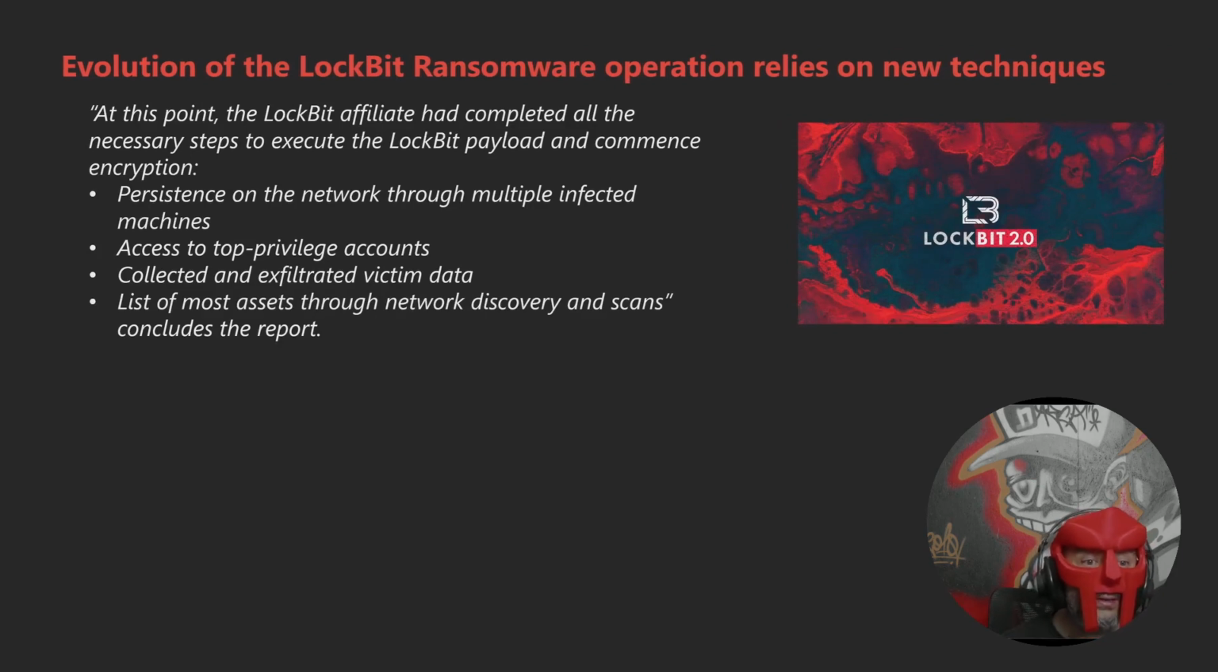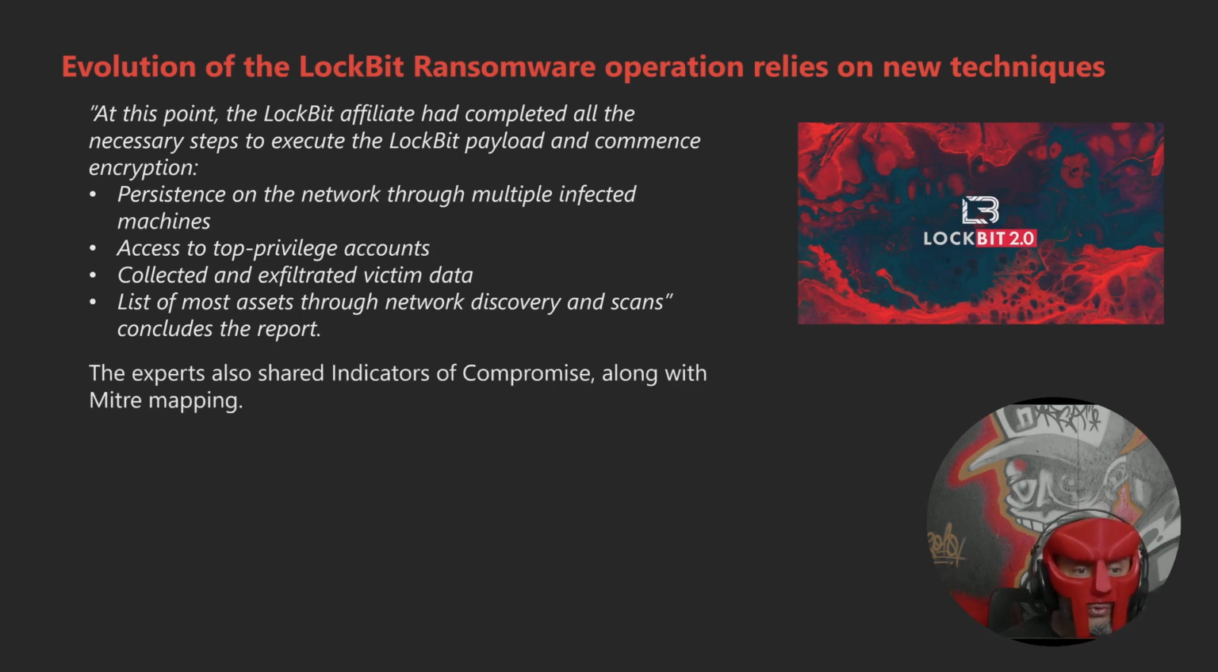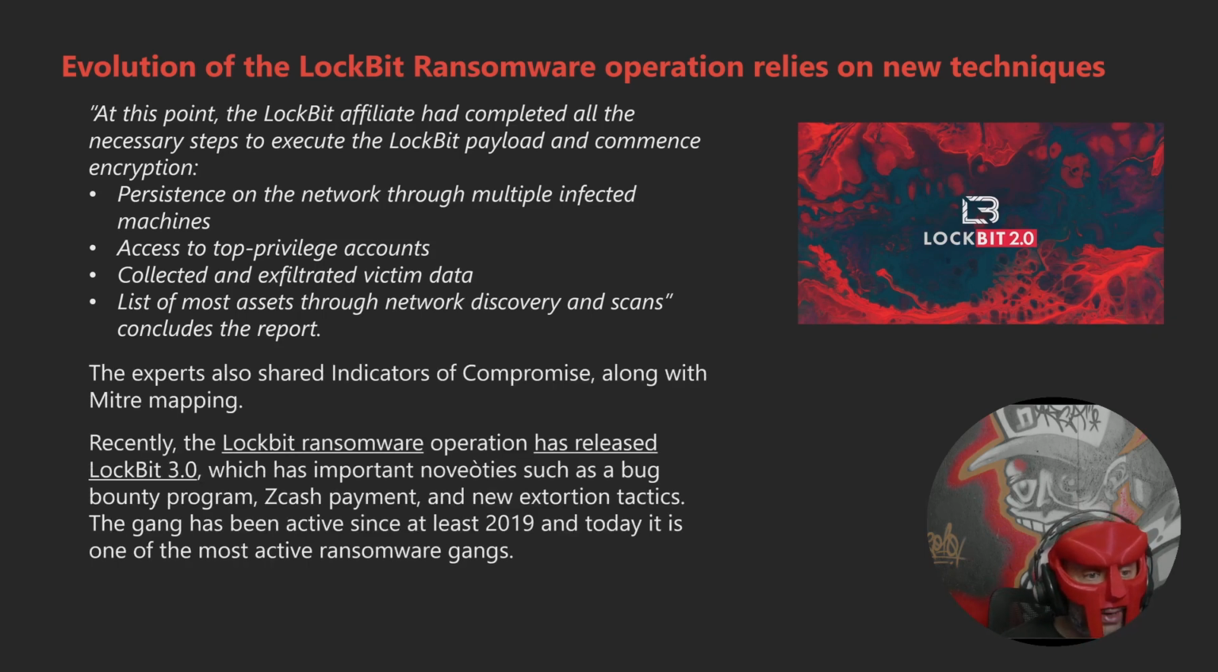At this point, the LockBit affiliate had completed all the necessary steps to execute the LockBit payload and commence encryption, which means persistence on the network through multiple infected machines, access to top privileged accounts. They collected and exfiltrated victim data. Then they have a list of mostly assets through network discovery and scans. The experts also shared indicators of compromise along with MITRE mapping.